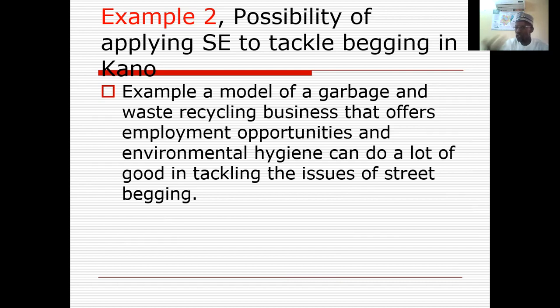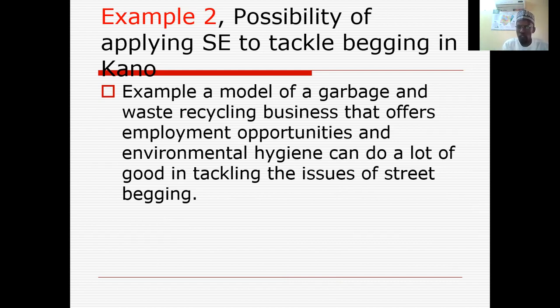You can help engage those small children that are begging, and even the adults that are begging on major streets in Kano State, by engaging them in a waste recycling business. You engage them to be collecting all the waste disposed of by people as they go about their activities. So it's a very good way that can help solve the problem of environmental hygiene, because all the litter on the street will be taken care of by these guys, and they will be engaged in legitimate business where they'll be earning money, and this will take them away from the begging. So solving two problems with one solution.